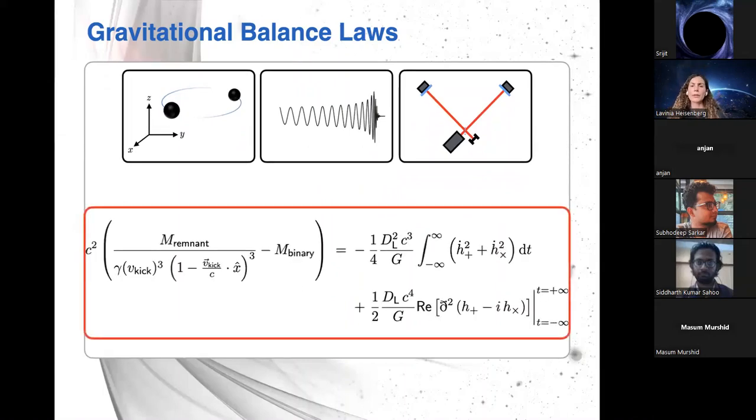So these are the gravitational balance laws. I am just showing them to you, so that you see they have this form. As I was telling you, deriving them is rather cumbersome and a bit complicated and lengthy, but they have to have this very specific form. You have the left-hand side given by the mass and the kick velocity, and then you have the right-hand side.